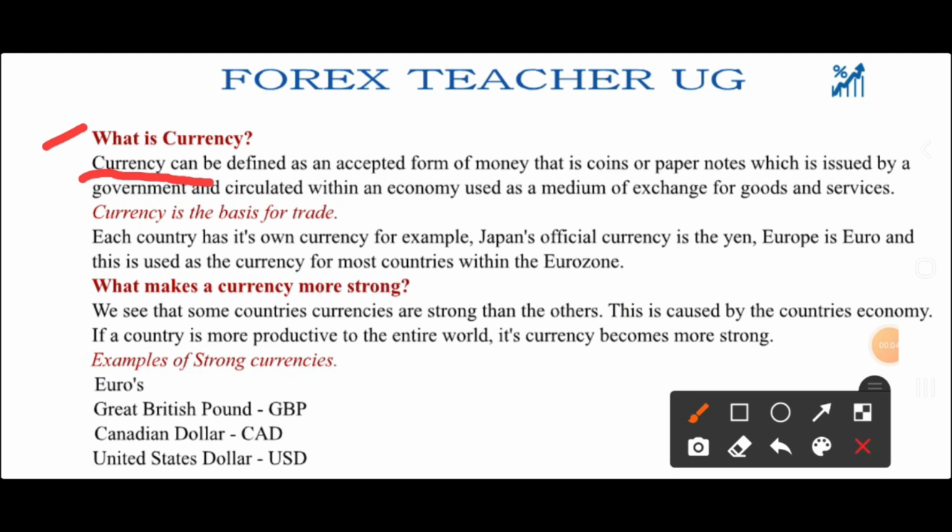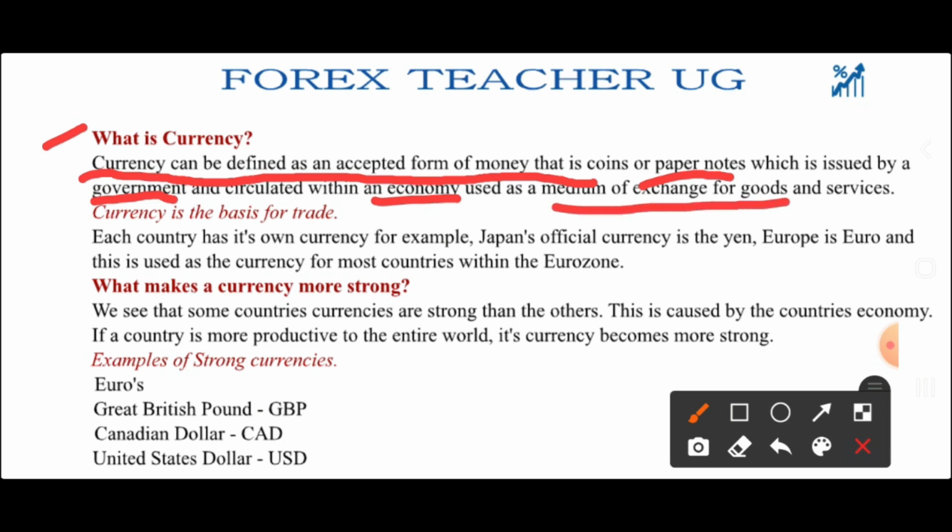So we see that currency can be defined as an accepted form of money, that is coins or paper notes, which is issued by a government and circulated within an economy, used as a medium of exchange for goods and services. So currency is the basis of trade. So each country has its own currency. For example, Japan's official currency is the yen, Europe is the euro, and this is used as the currency for most countries in the Eurozone. Of course, also the country where you are watching or taking this course from has its own currency.